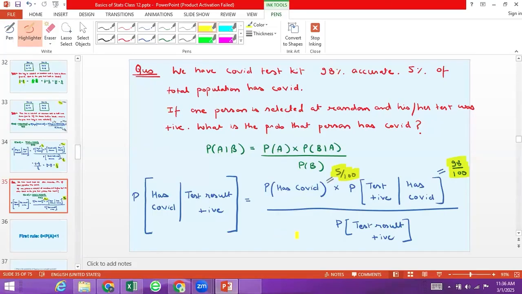Okay, now the last part. What is the probability that the test result is positive in general? One by two, right? Why 1 by 2? Because either the test result is positive or negative. No. Okay, that reminds me of a very good question.